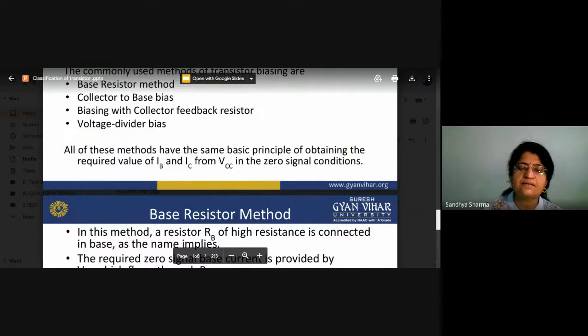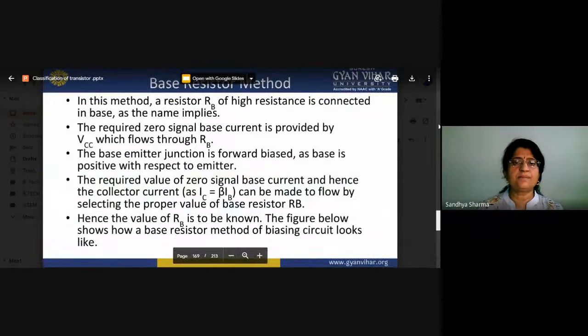All of these methods have the same basic principle of obtaining the required value of IB and IC from VCC in zero signal conditions. So in this method, a resistor RB of high resistance is connected in the base. The required zero signal base current is provided by VCC, which flows through RB.